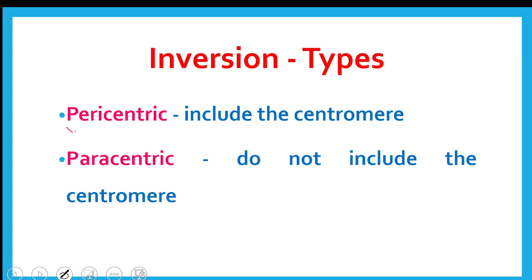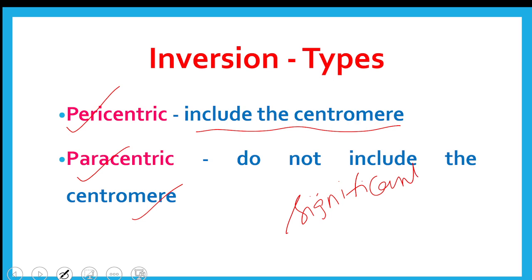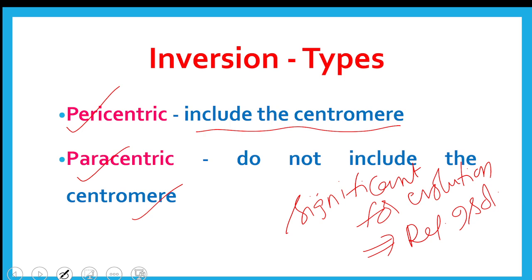It is of two types, pericentric and paracentric. Pericentric inversion includes the centromere, as we have just discussed, and in paracentric inversion, the inverted segment does not include the centromere, it is away from the centromere. Hence it is called paracentric. Both pericentric and paracentric inversions are significant for evolution. How are they significant for evolution? They bring about reproductive isolation.